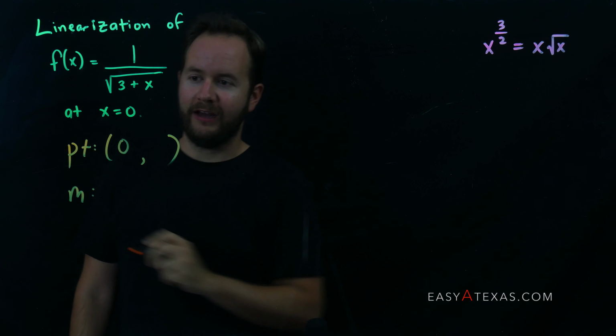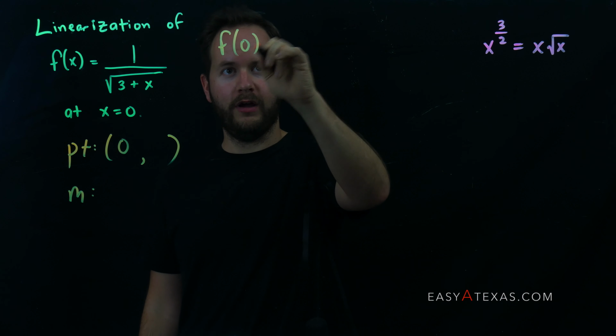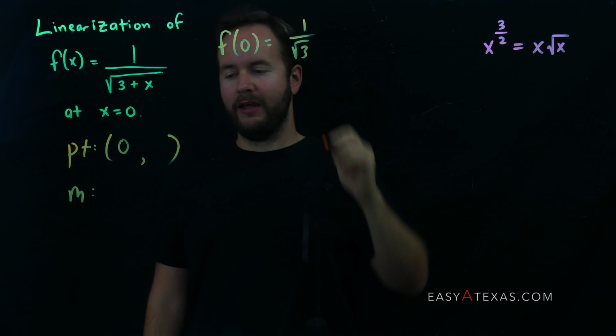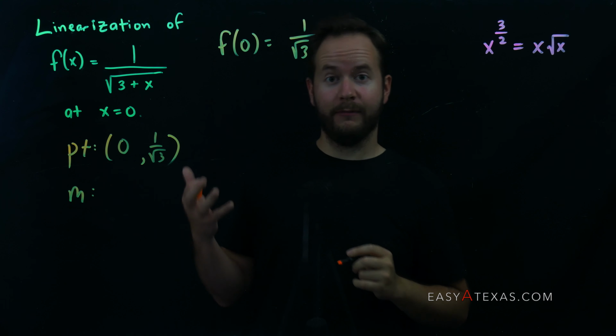They've already given us the x value of the point, namely x equals 0, and in order to get the y value, I just simply take 0 and plug it into the function. If I do that, I get 1 over the square root of 3. So that's my corresponding y value. How about the slope? The slope can be gotten from the derivative.